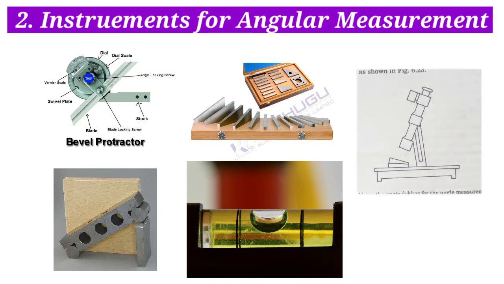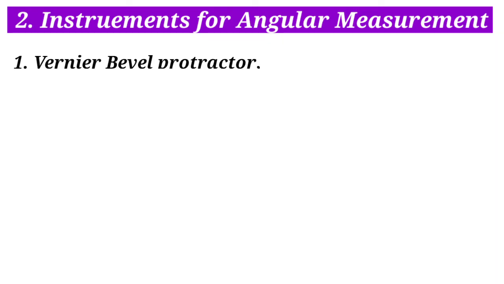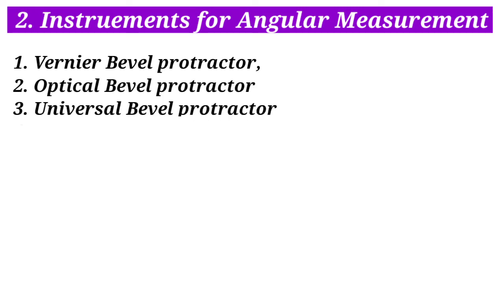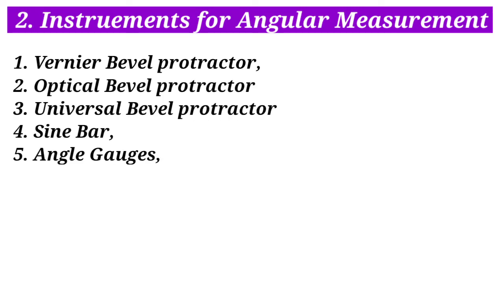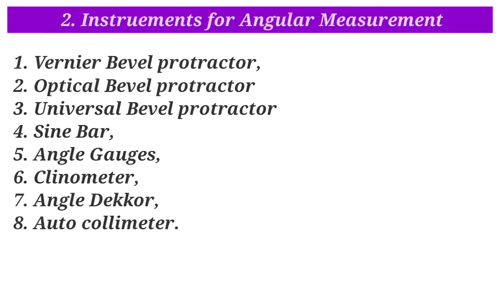The following instruments are generally used for angular measurement. First, vernier bevel protractor. Second, optical bevel protractor. Third, universal bevel protractor. Fourth, sine bar. Fifth, angle gauges. Sixth, clinometer. Seventh, angle dekkor. Eighth, autocollimator.